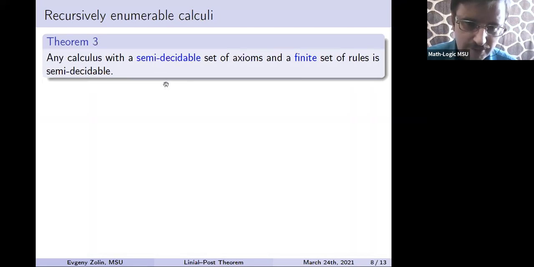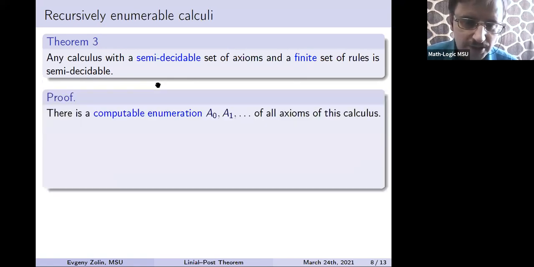So this is Theorem 3 again, copied here. So how can we do now? We cannot simply build all possible finite sequences of formulas and check whether these sequences are proofs, because we cannot check in a finite number of steps whether a given formula is an axiom.